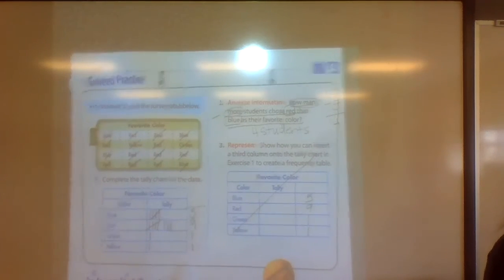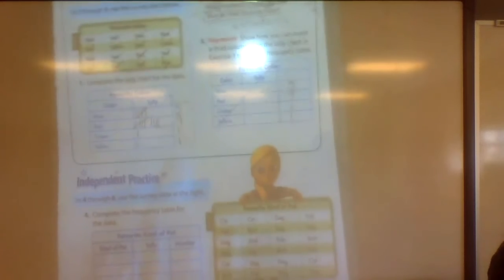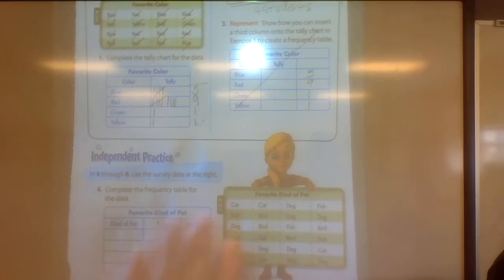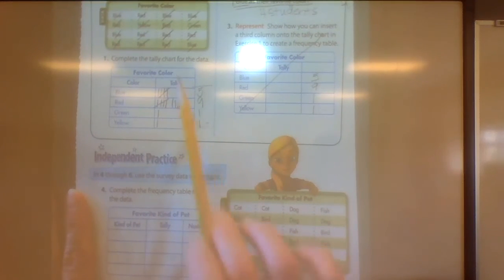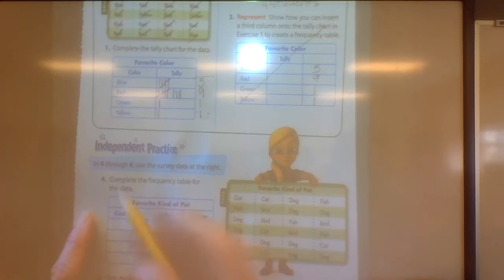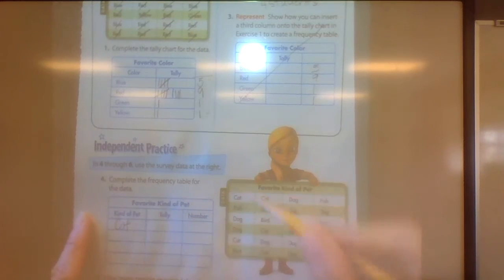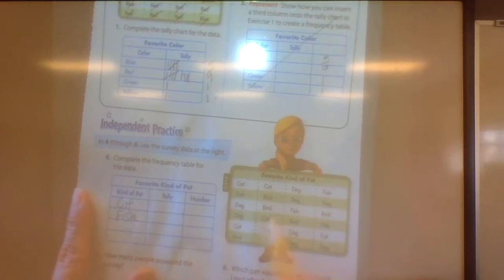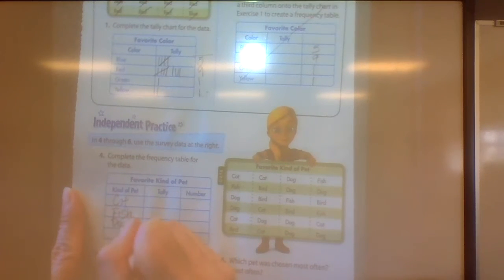Okay, now you are going to do the rest on your own. Number 4 says complete the frequency table for the data. So boys and girls, remember, you're going to do the same thing we did up here. You are going to write your kinds of pets down, and I will do that. We have cat. We have fish. Okay, we have dogs. And I think we have birds.